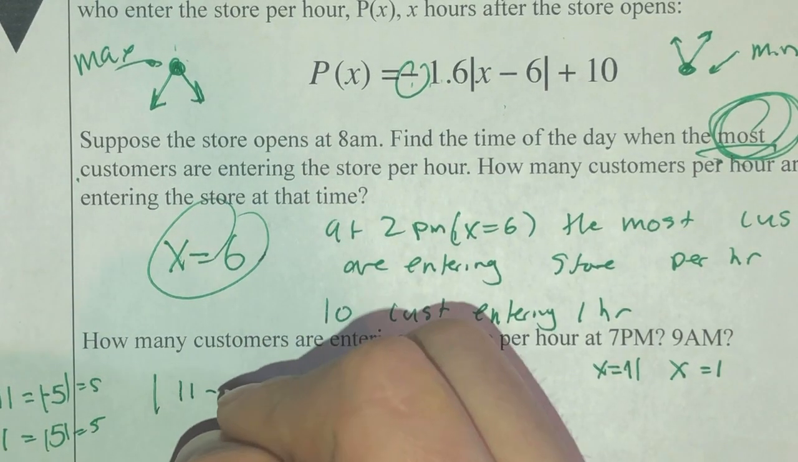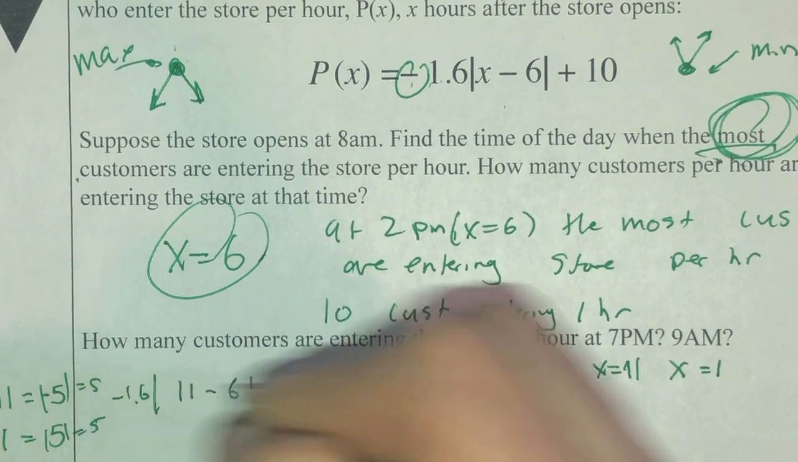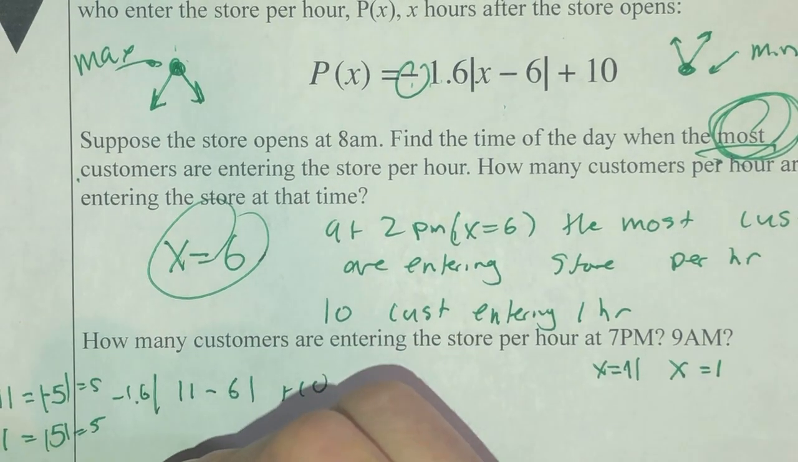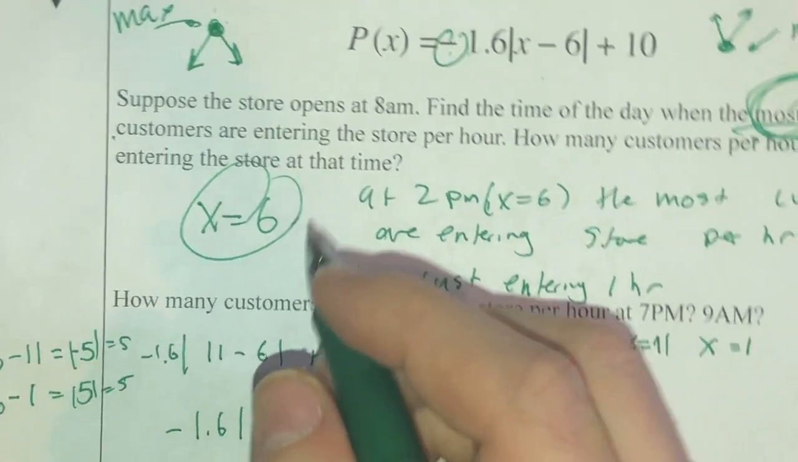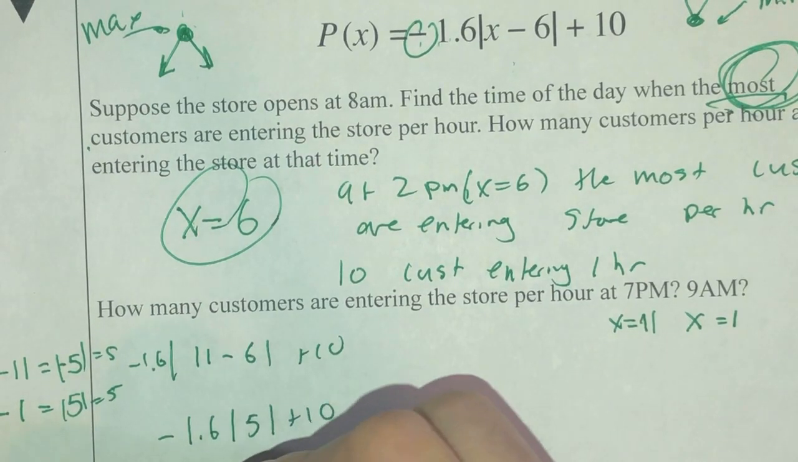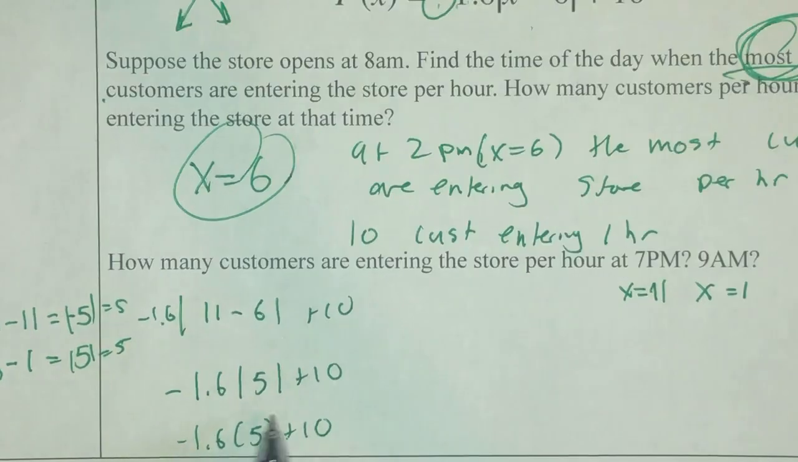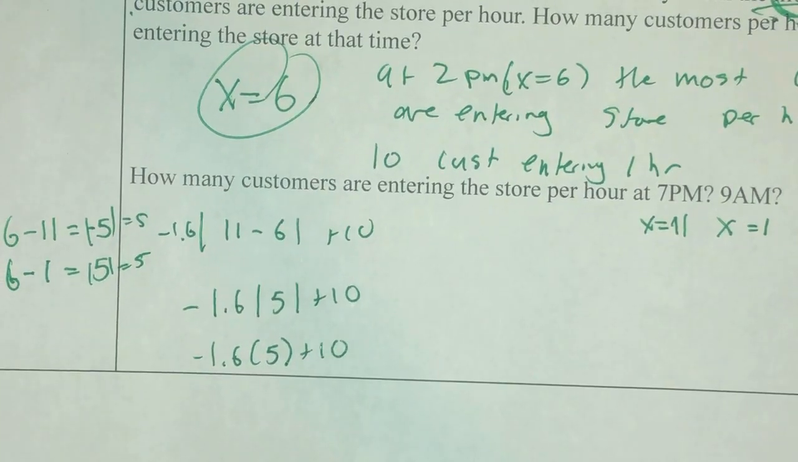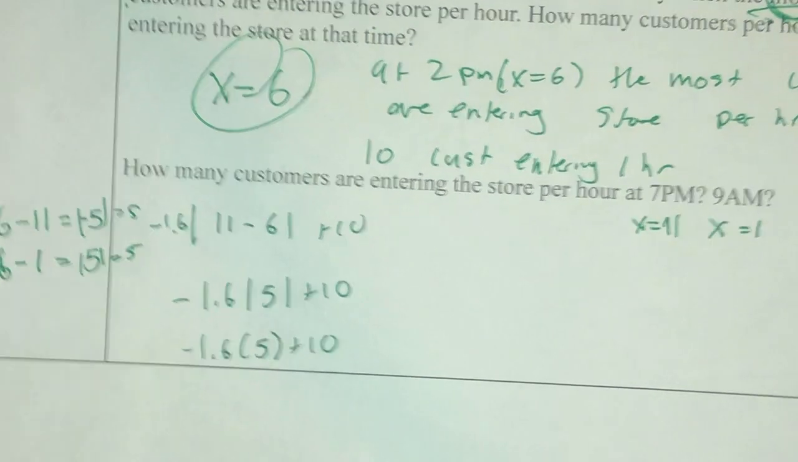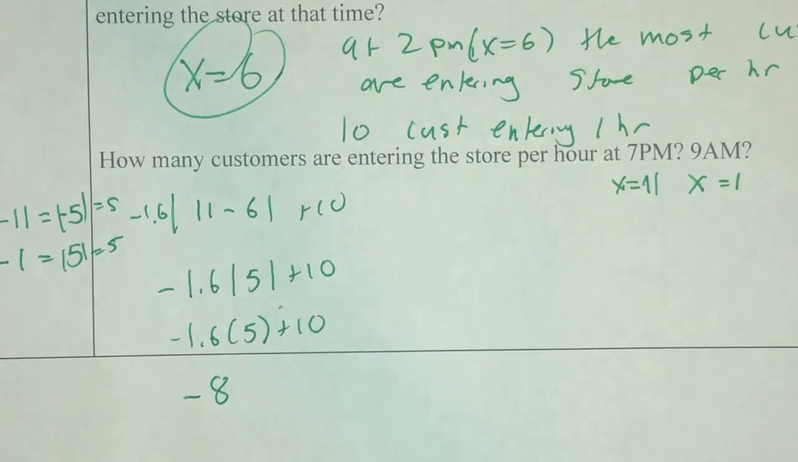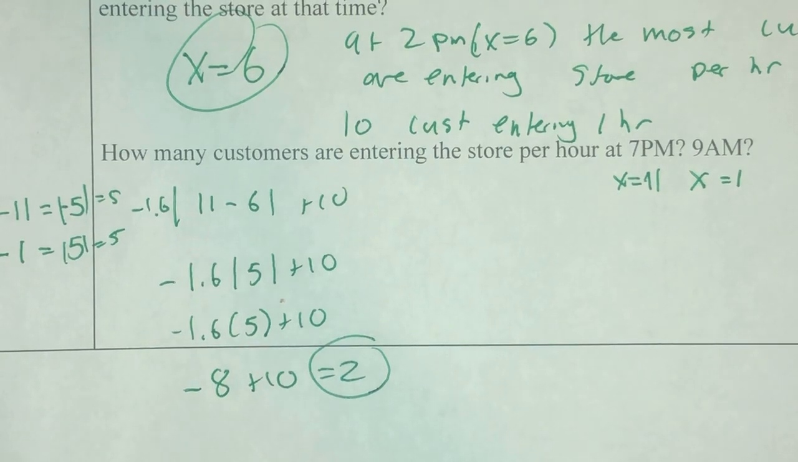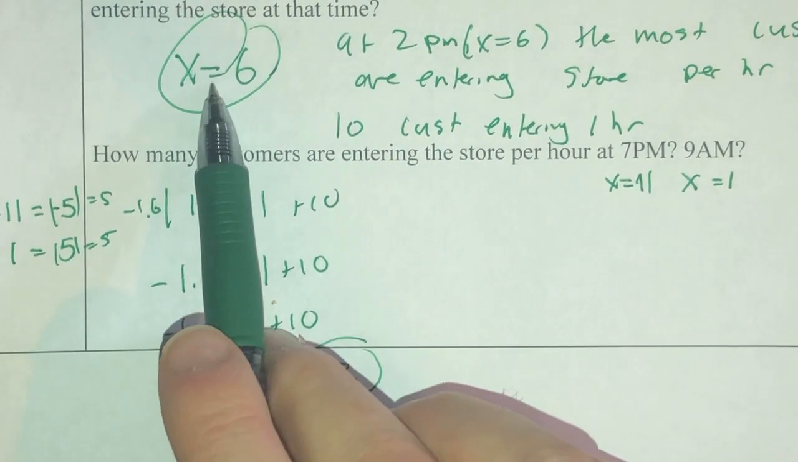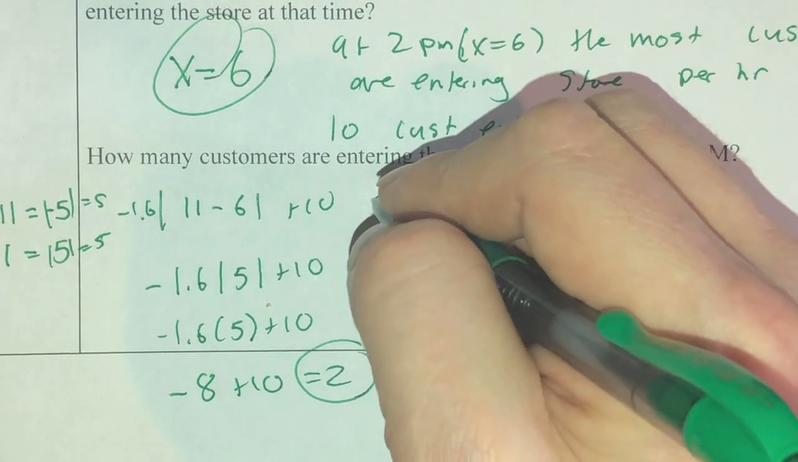So I'll do the 11. I'll show this out. So this is 5. Absolute value of 5 is 5. 5 times 1.6. We know 16, 32, 48, 64, 80, but it's 1.6, not 16, so it's negative 8 plus 10, which is 2. It's the same for both of them. We know that because of the symmetry, but I'll show you just to prove that.